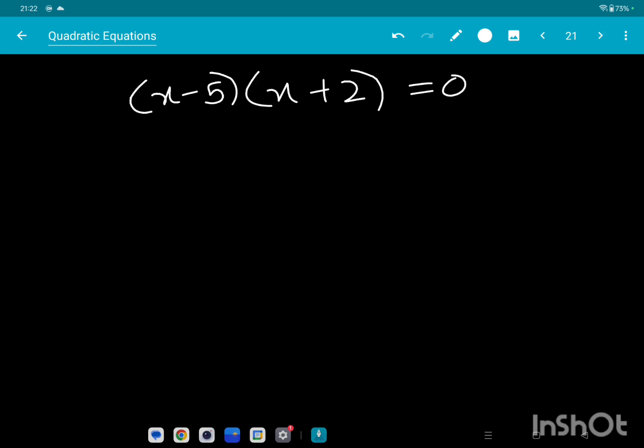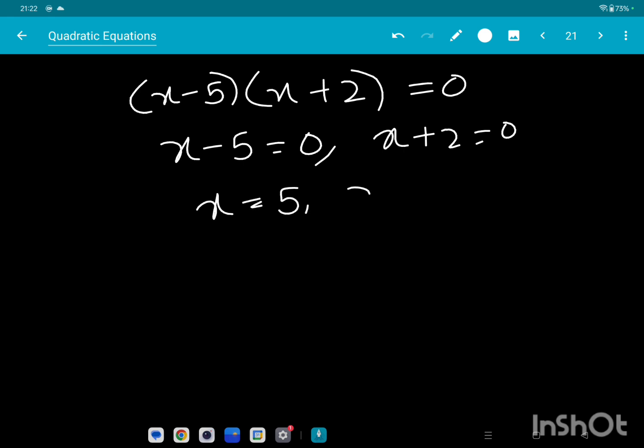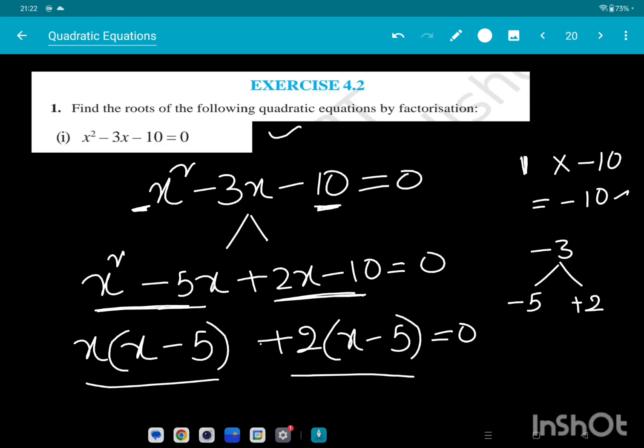Now we need to find the roots. How can we find them? Roots are nothing but the x values. So I will write it separately: x minus 5 and x plus 2 is equal to 0. What is the x value here? X value is 5 and x value is equal to minus 2. So 5 comma minus 2 are the roots of this quadratic equation. This is the way we find the roots by factorization. We will move on to the next question.